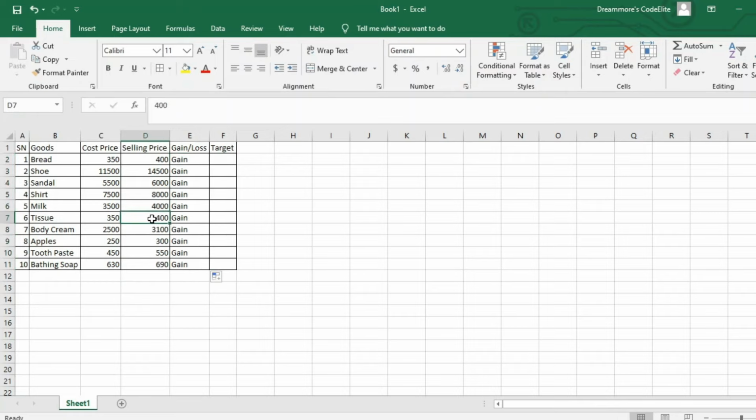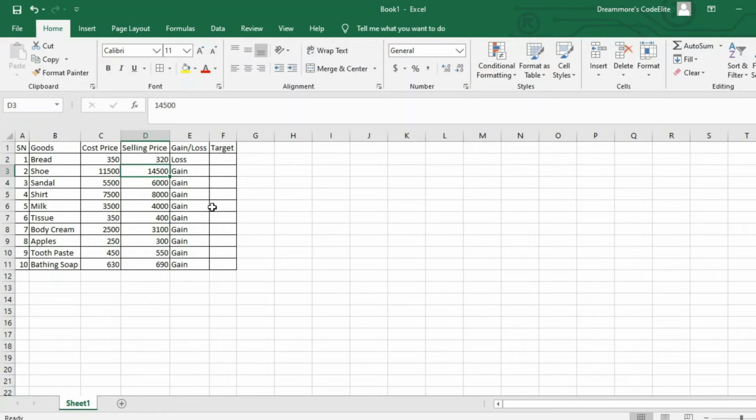Now, if I'm running at a loss, let's say I do this for 320. No, it shouldn't be for tissue. Let me use bread. Let's say the bread wants to expire, and then they decide to sell it for 320 instead of the usual 400. Now, when I press enter, I'll be running at a loss right there. So that's just it. I'll just leave it this way.